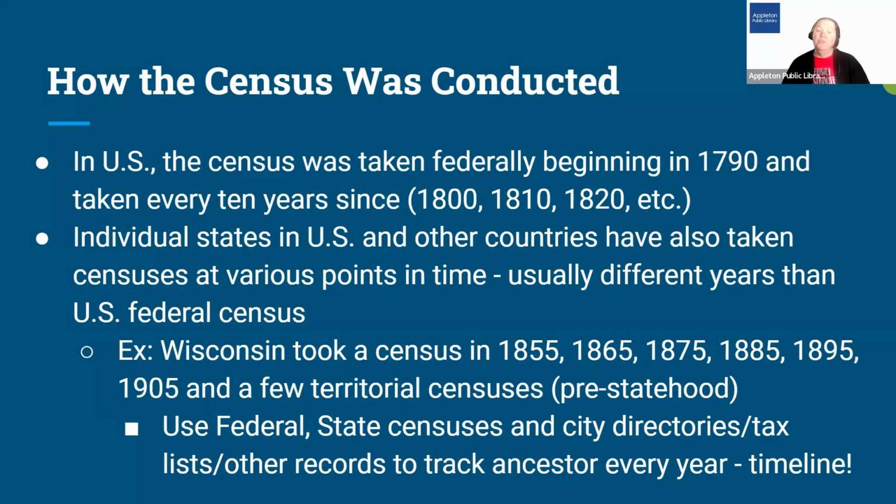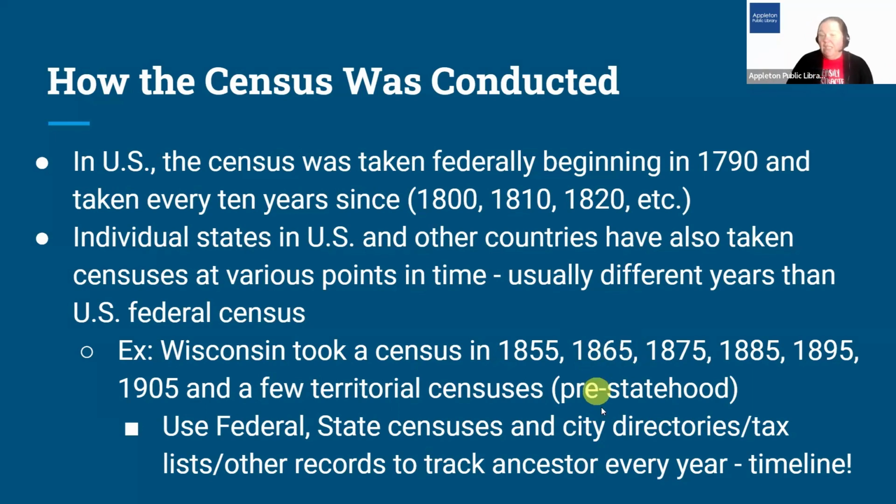So what I encourage you to do is to use the federal censuses, which are taken every 10 years. If there's a state census, those usually happen between the census years. So you can see, for example, I'd have the 1860 census, then the 1865 state census, and then the 1870 federal census. And then I can try to put my ancestors in a timeline.